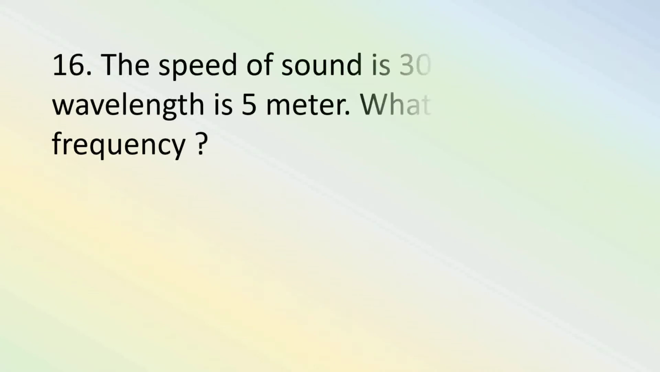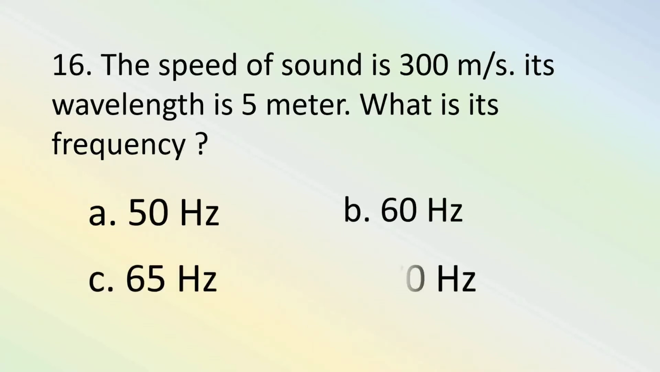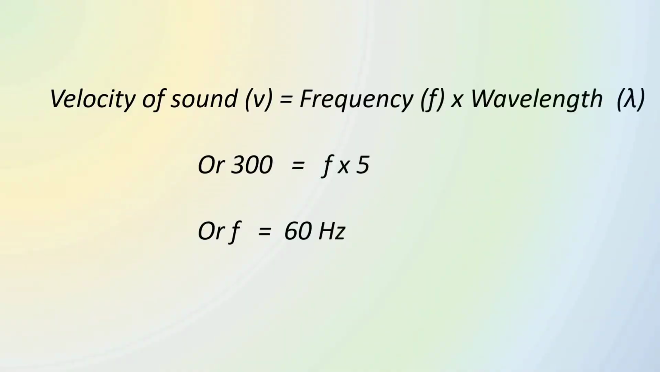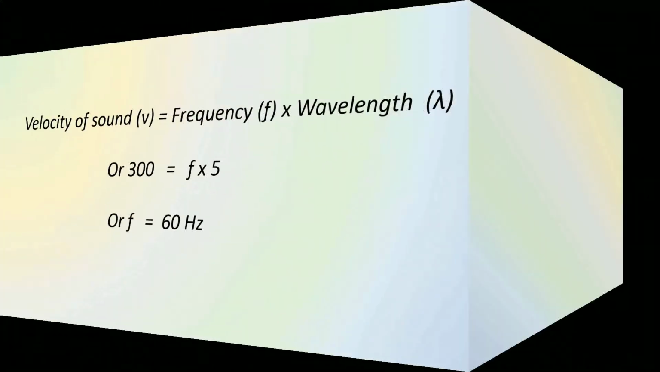Question number 16 asks us to find the frequency of a sound whose speed is 300 meter per second and wavelength is 5 meter. We know that speed of sound is given by the product of frequency and wavelength. So 300 equals f into 5 and f becomes 60 Hz. That's why the frequency of the sound is 60 Hz.